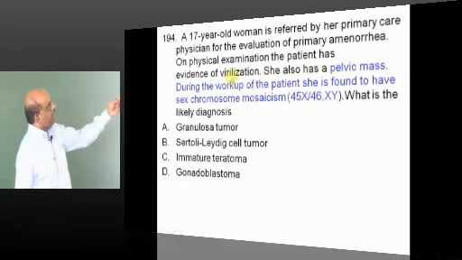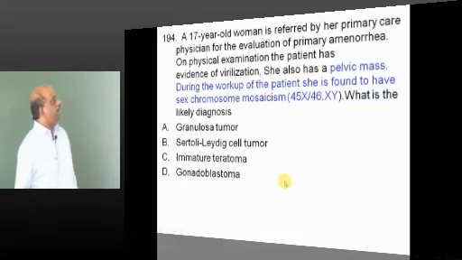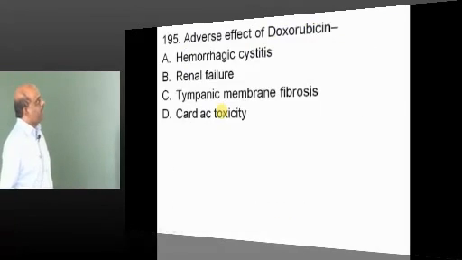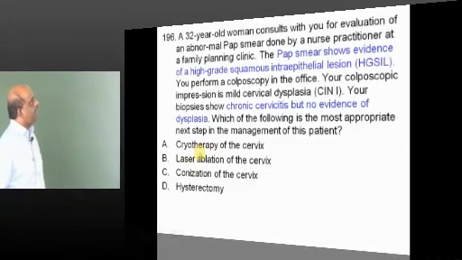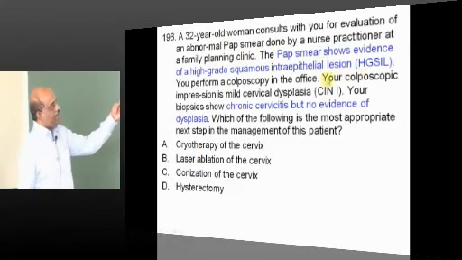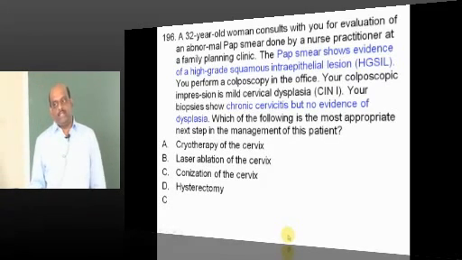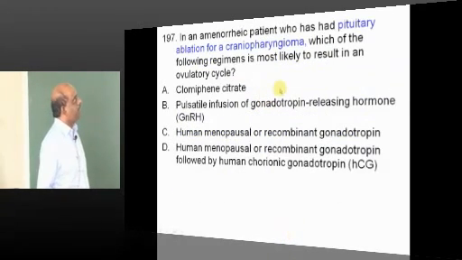17-year-old with chromosome mosaicism, primary amenorrhea. Sertoli-Leydig cell tumor. B. Virilization. That certainly leads to development of virilization. Doxorubicin leads to, one more repeat, cardiac toxicity. Pap smear shows high grade squamous intraepithelial lesion. Diagnostic conization. C. So therapeutic and diagnostic conization, you must know the indications.